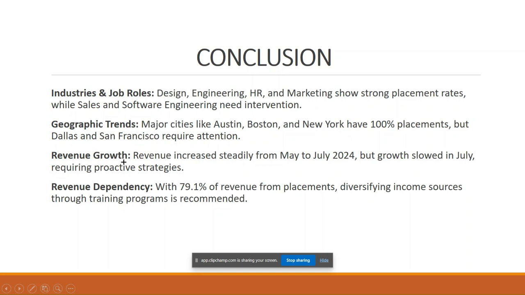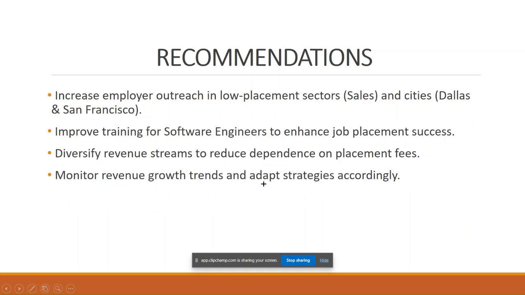Revenue growth, as you had seen in the line chart, it increased largely from May to July. But the growth slowed in July, which requires increase in strategies and focus to improve the growth of revenue during that time period. And revenue dependency, we have seen that 79.1% of the revenue comes from placements, and therefore diversifying income sources through training programs is recommended, which means a more emphasis should be placed on the training programs.